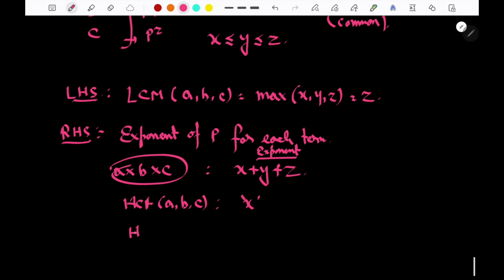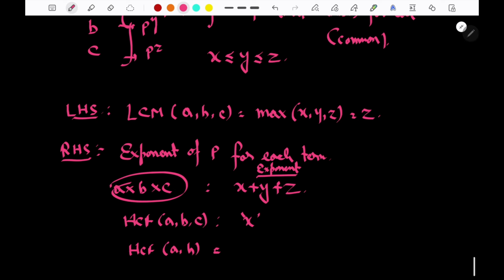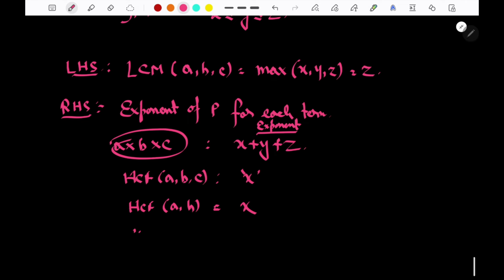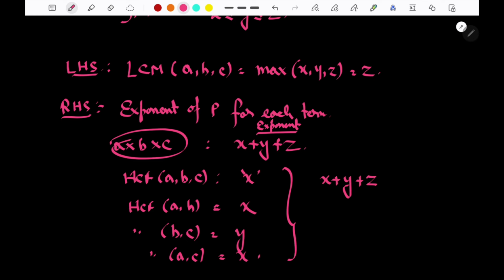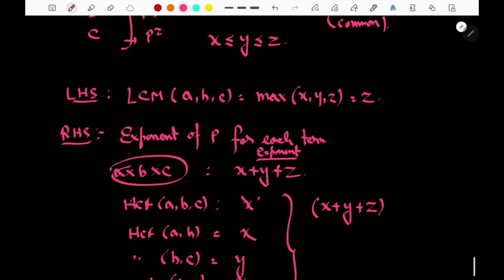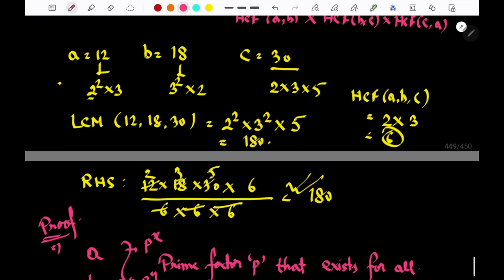Superb. HCF of a comma b: this will be the minimum of x comma y, so this will be x again. Superb. Now HCF of b comma c will be y, and HCF of a comma c will be x again. So to find the exponent on the RHS, on the numerator we add all the exponents, x plus y plus z, plus another exponent x, and we are required to subtract whatever is there in the denominator side.